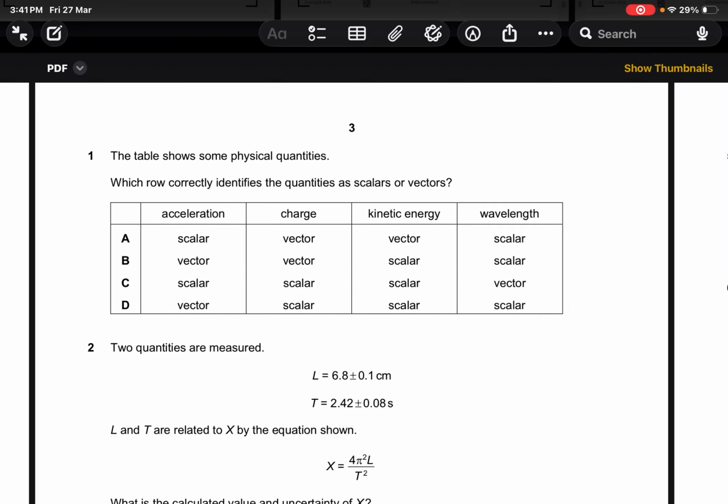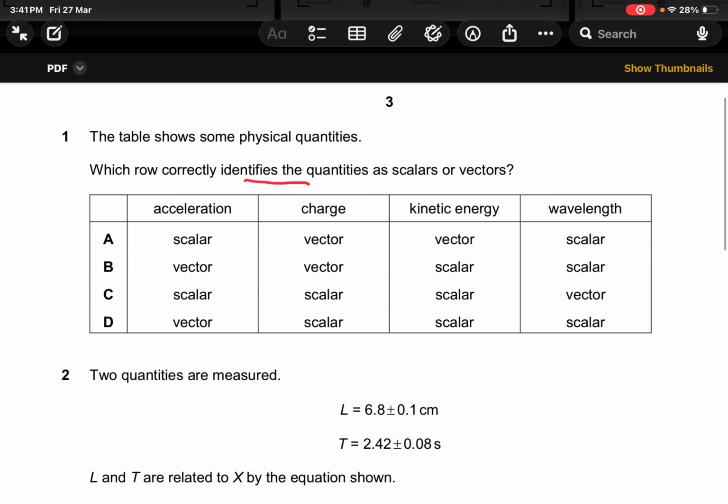The table shows some physical quantities. Which row identifies the quantities as scalars or vectors? Acceleration is the rate of change of velocity, and we know that velocity is a vector quantity, so that means acceleration is also going to be a vector.